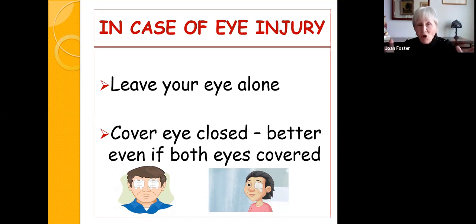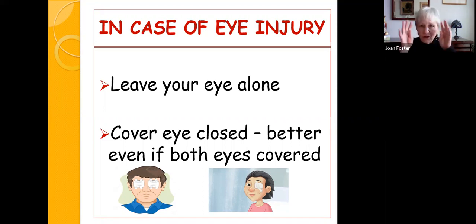And you can practice this at home and try it, but you'll see that if you only cover one eye, you can still feel that occasionally the lid is blinking down. And so it is so important that you cover both eyes until the appropriate people come. It requires a specialist to irrigate an eye. It requires a specialist to remove a contact lens if it's in an eye that's injured. This is not something that we're going to do.